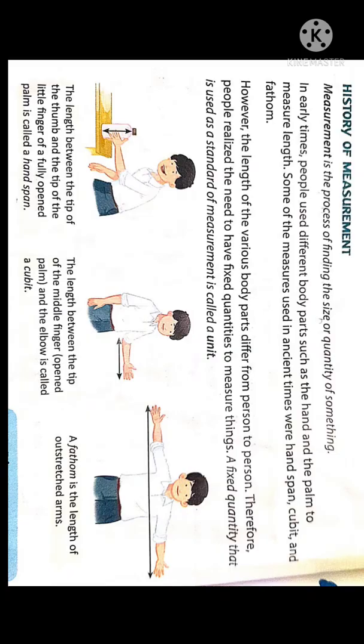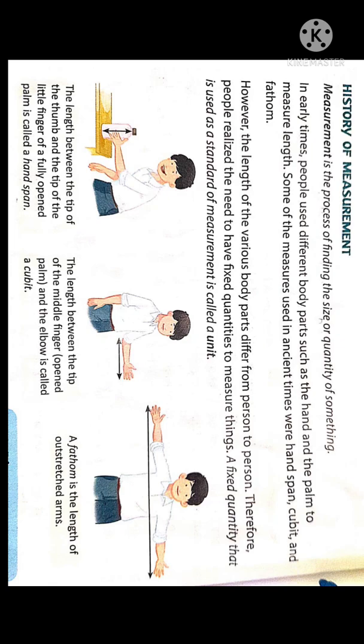Next, history of measurement. Measurement is the process of finding the size or quantity of something. In early times, people used different body parts such as hand and palm to measure length. Some of the measures used in ancient times were handspan, cubit and fathom. However, the length of the various body parts differs from person to person. Therefore, people realized the need to have fixed quantities to measure things. A fixed quantity that is used as a standard of measurement is called a unit.